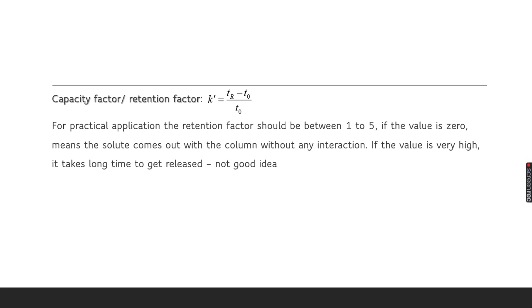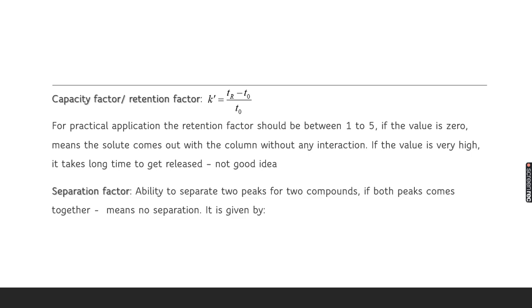For practical application, the factor should be between 1 to 5. If the value is 0, as we already told, we cannot use it because it is not interacting with the column. But if it is very high, then it can take a long time for eluting out the compound. So that is not really a good idea because we need to run it for a longer period of time.